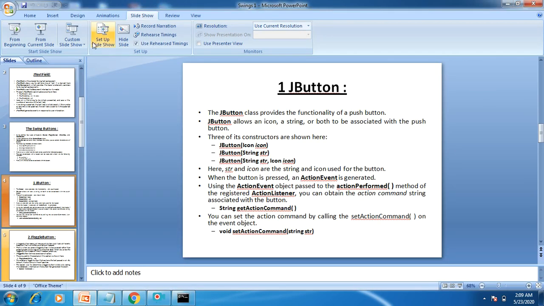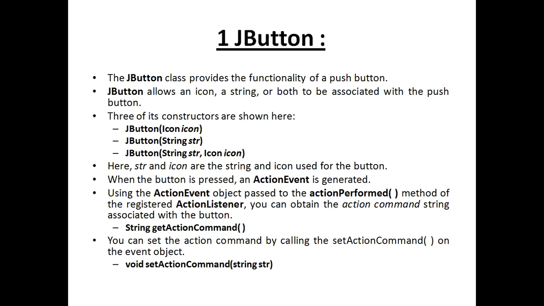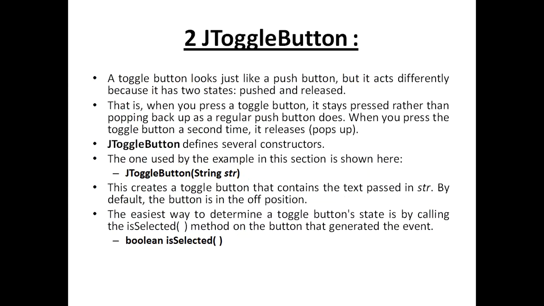Okay, now we'll go to the second type of button, which we call a JToggleButton. So this toggle button looks like a push button, which we have already used in a previous program, but it acts differently because it has two states, push and release. When you press a toggle button, it stays pressed rather than popping back up as a regular push button does. When you press the toggle button a second time, then it releases.